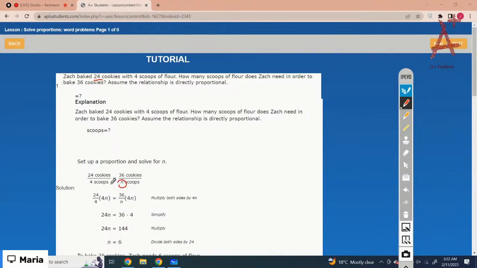So it would be 24 over 4 equals 36 over n. First of all, you have to complete that 4, and here you have the n. You have to multiply by 4n on both sides.